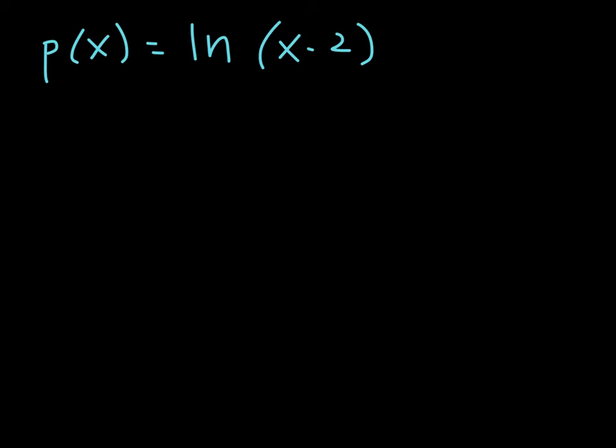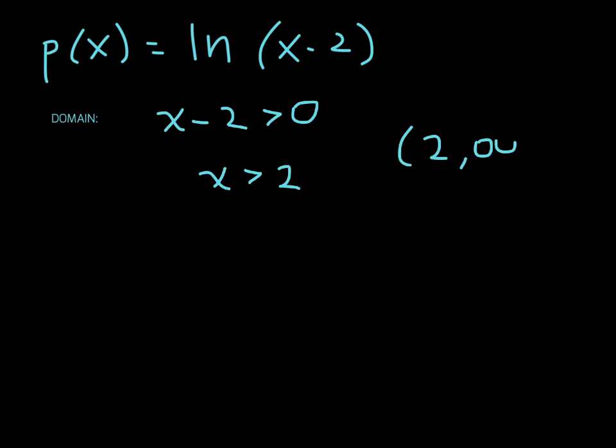All right, a brand new function for us. P(x) is equal to natural log of (x minus 2). First things first, let's find the domain of our function, okay? By the definition of domain, we know that the argument has to be positive. When you solve this for x by adding 2 to both sides, you get x must be greater than 2. So the domain is from 2 to positive infinity. This is the domain written in interval notation. Very good, guys. Now let's go to the vertical asymptote.